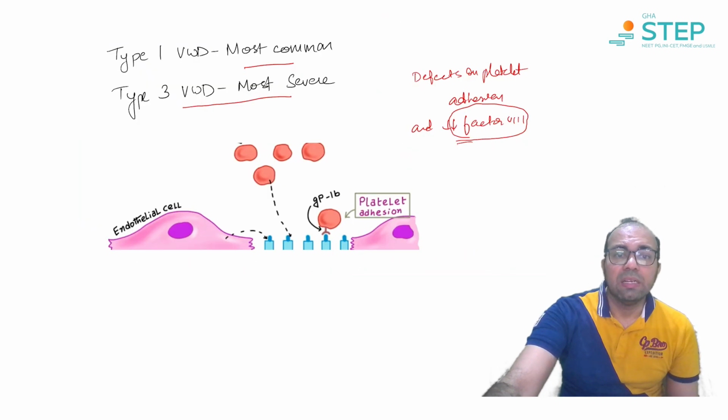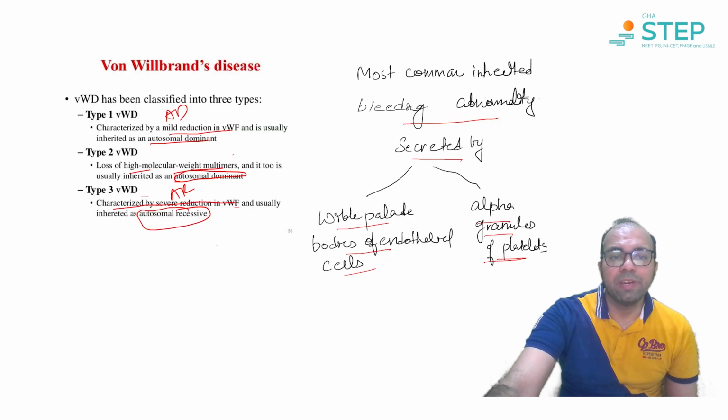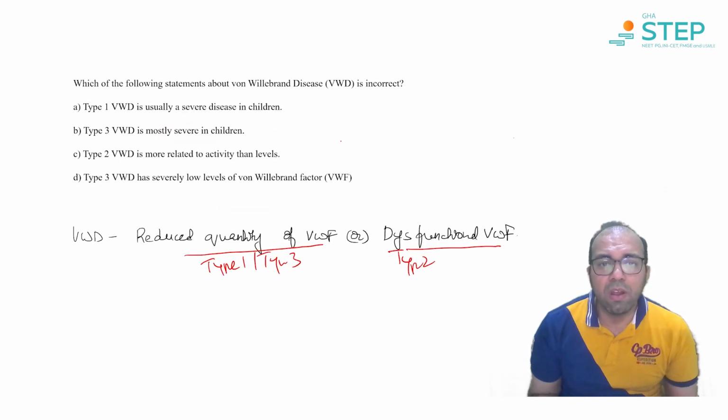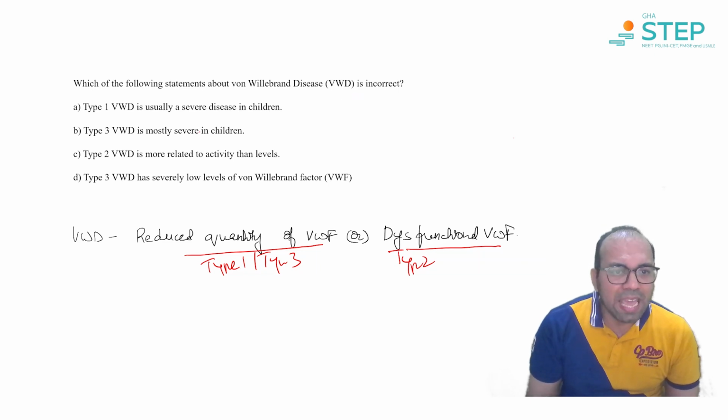So remember, type 1 is most common, type 3 is most severe. Which of the following about von Willebrand disease is incorrect? Type 3 is most severe in children. We just saw it is correct. Type 1 is usually severe disease in children. No, it is a mild disease.